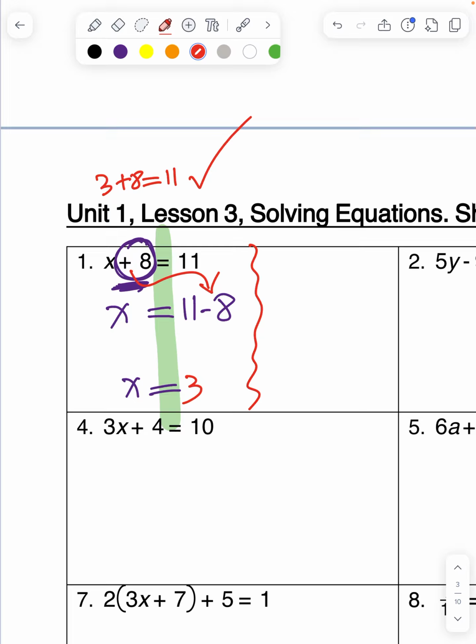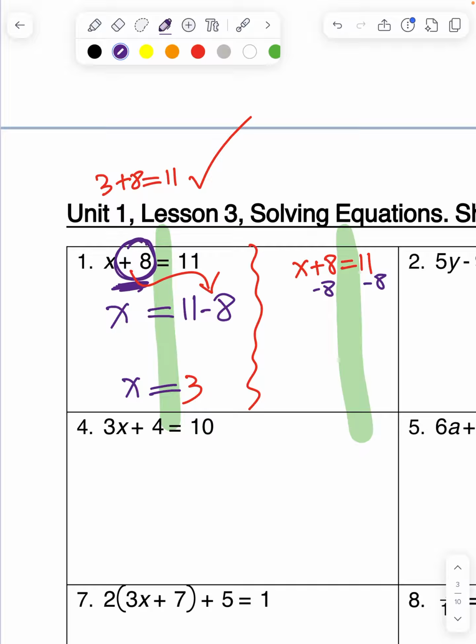Okay, another way to solve it. So x plus 8 equals 11. This is probably the method your teacher in middle school will teach you. Yeah? Okay, we need to get rid of the positive 8. So we are going to subtract the 8. When you subtract, you have to subtract the same number on both sides, right? So your equation still holds, still equal, still balanced, right?